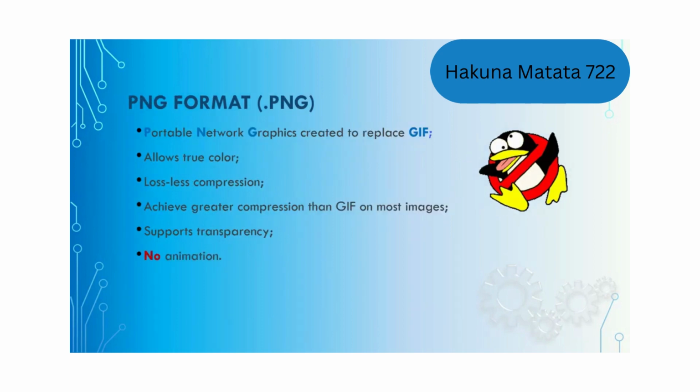PNG was created to replace GIF. It allows true color, that means 24 bits. It also supports lossless compression, and the compression ratio is even higher compared to GIF. It supports transparency, so that means that it's good for creating icons for web pages, but it does not support animation.